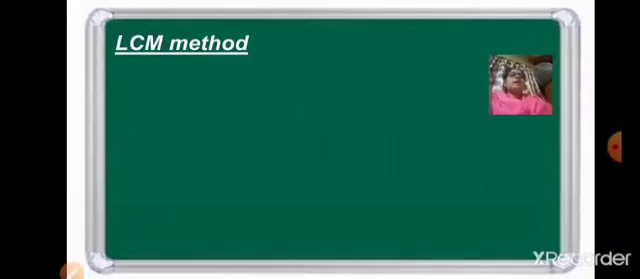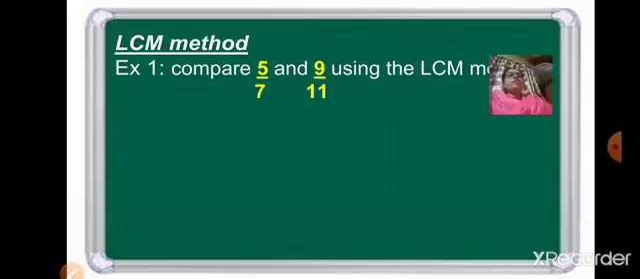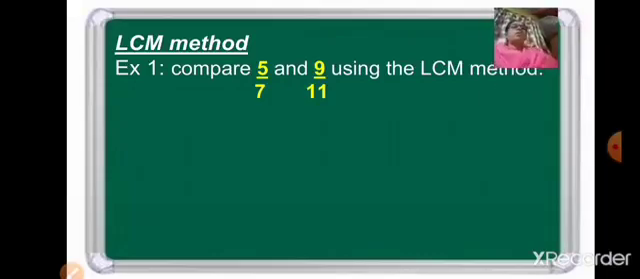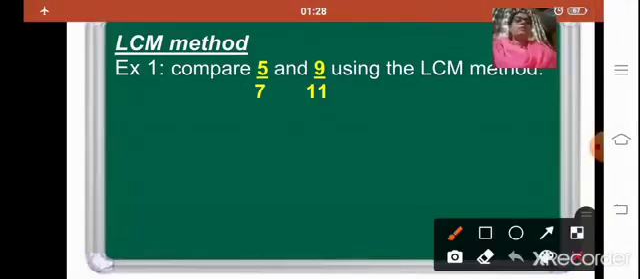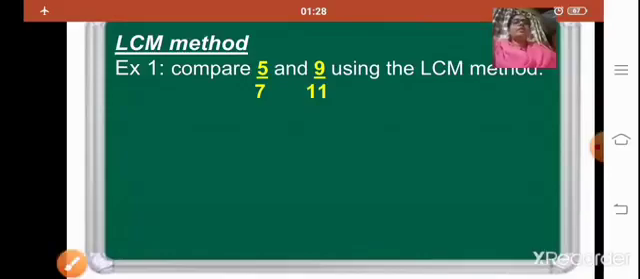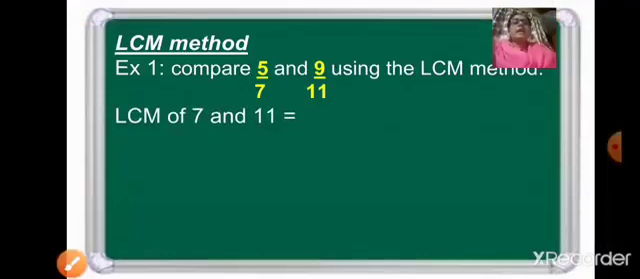So let us take an example of comparison of fractions by the LCM method. Here is your first example. Compare the fractions 5 upon 7 and 9 upon 11 using the LCM method. Here the numerators as well as the denominators are different. Neither the numerator nor the denominator is the same. So in that case, we have to find the LCM of 7 and 11.